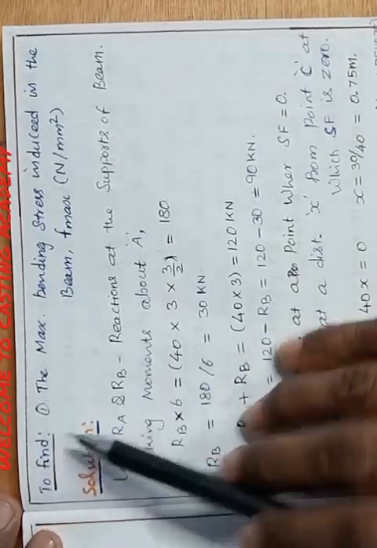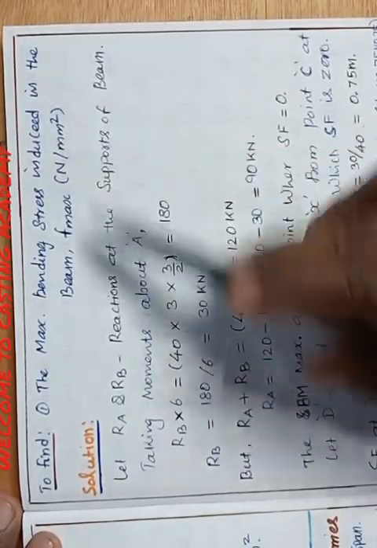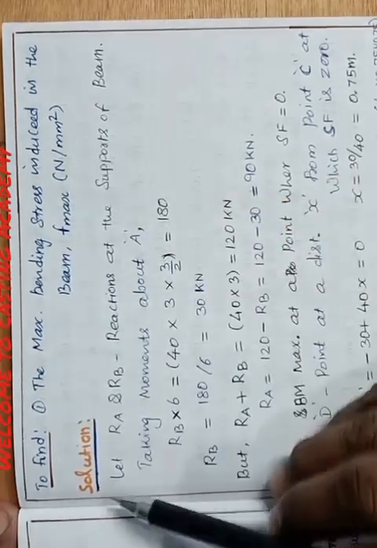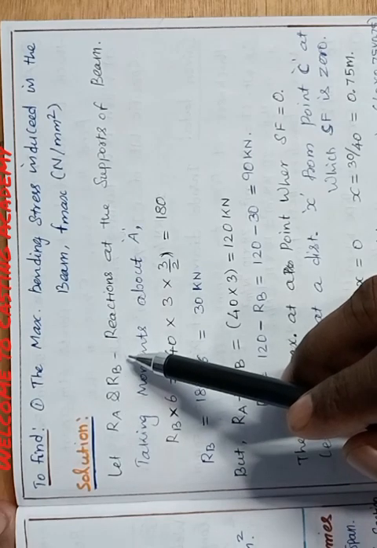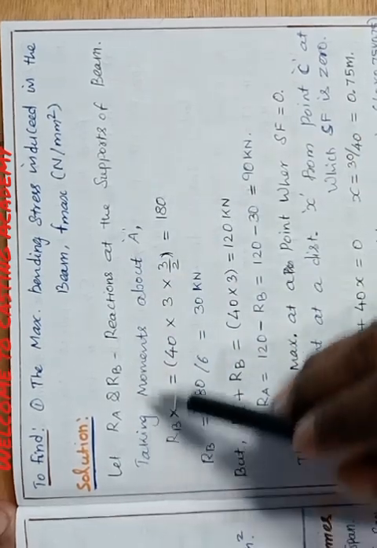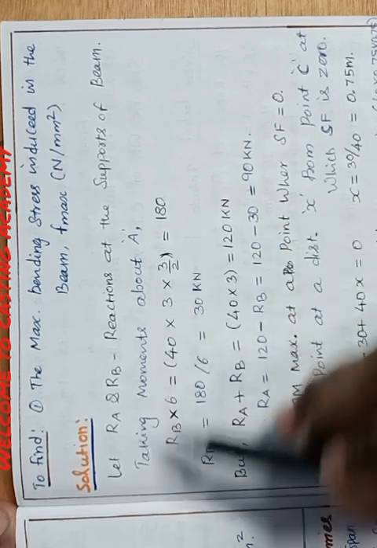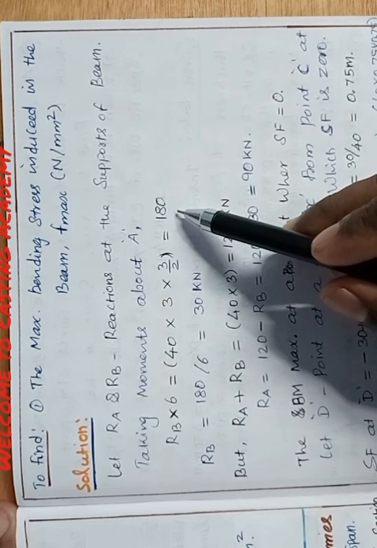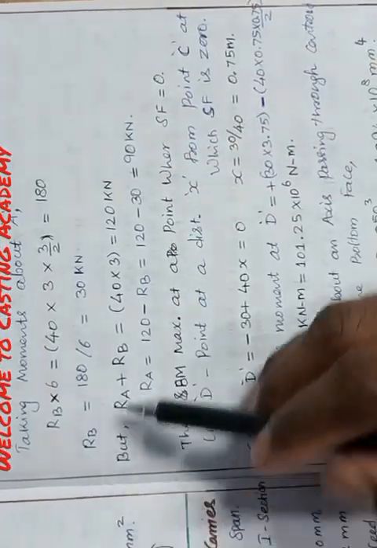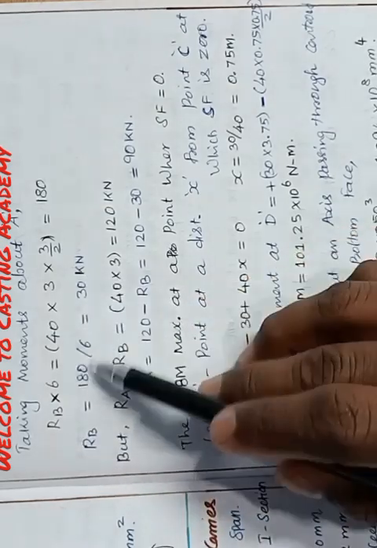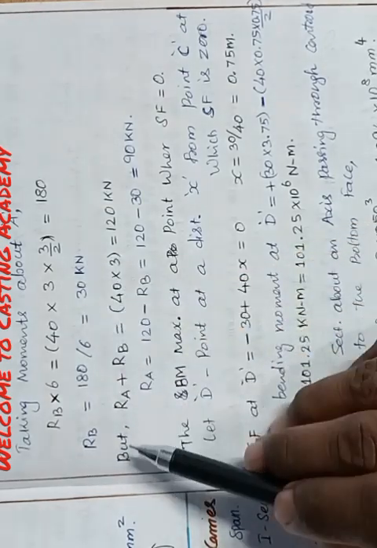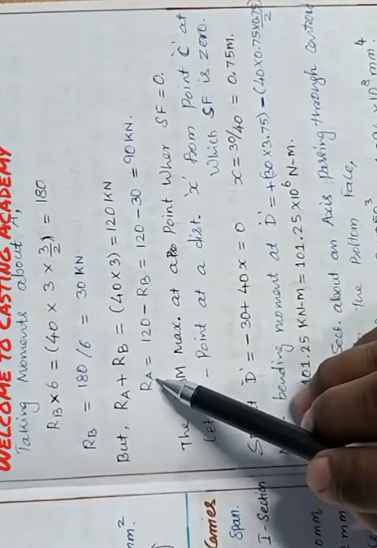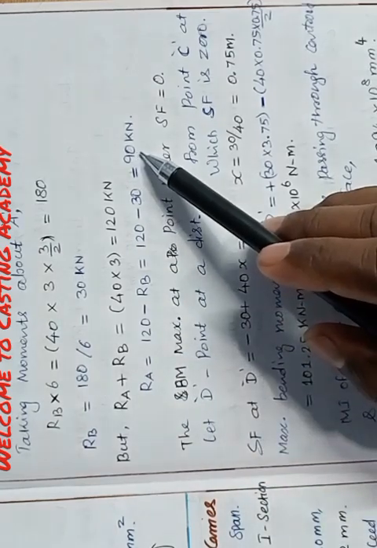To find the maximum bending stress induced in the beam, f max, we want to find f max in Newton per mm square. Solution: let RA and RB be the reactions at the supports. Taking moment about A, RB into 6 equals 40 into 3 into 3 by 2, that is equal to 180. Then RB equals 180 divided by 6, we get 30 kilonewton. But RA plus RB equals 120 kilonewton overall, so RA is 90 kilonewton.